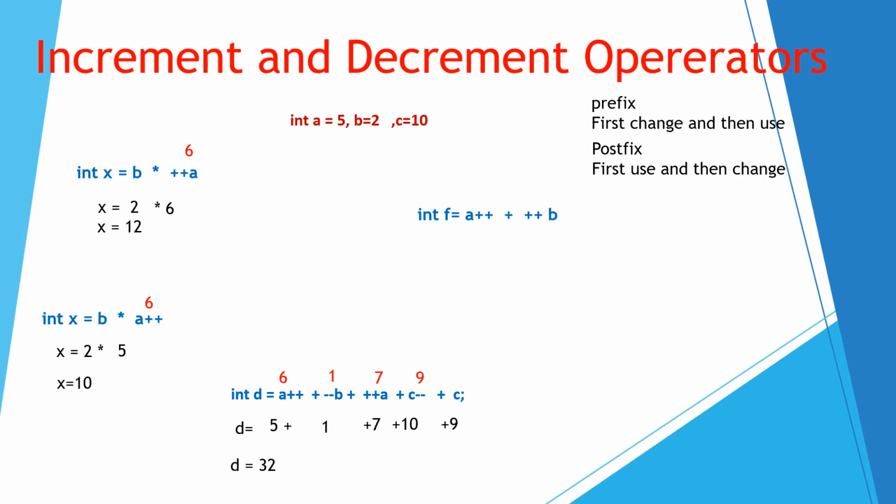Next example, A plus plus plus plus plus B. So here we are saying int f is equal to A plus plus. Here it is postfix. First you will use the original value. Postfix means first use. That means if A is 5, 5 will be taken. And then the value of A will be changed to 6. It is plus plus, so A will become 6. Plus plus B. It is increment and prefix. First change, value of B is 2. So first we will do the change and then we will use in the expression. So answer will be 5 plus 3.